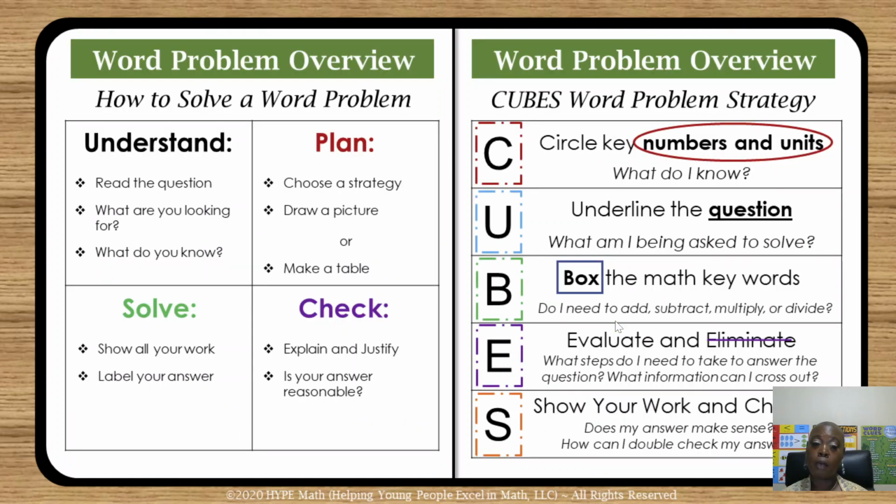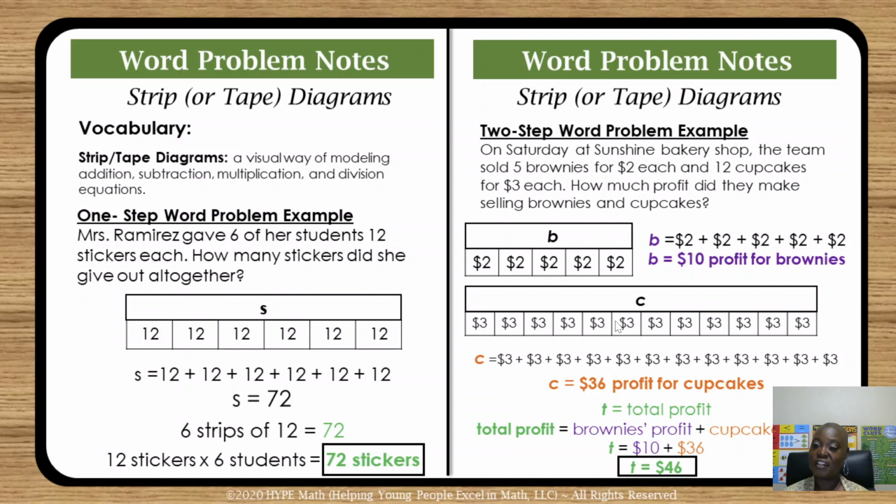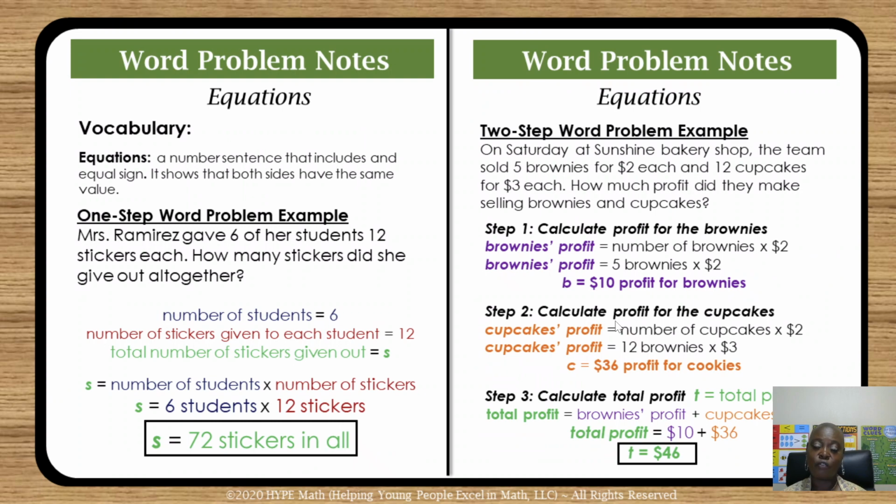Now we have our word problem overview. Here it shows how to solve a problem, also the CUBE strategy for students. Here are different strategies. On the left-hand side, you notice it's a multiplication strategy, and on the right-hand side, it's a division strategy using strip diagrams and also equations. Here again are some notes, with a walkthrough on the left-hand side and on the right-hand side as well. On the left-hand side, it's a one-step word problem using the strip diagram, and on the right-hand side, it's a two-step word problem. Same thing for equations.